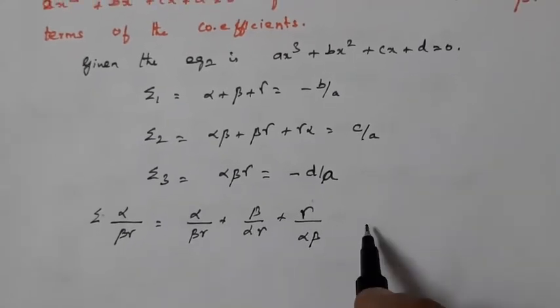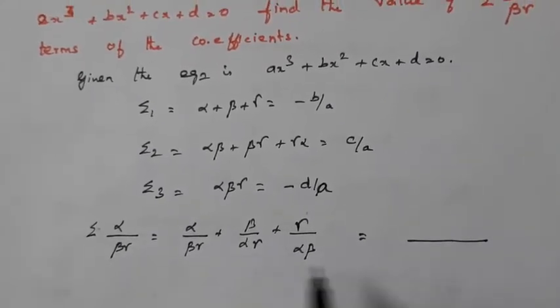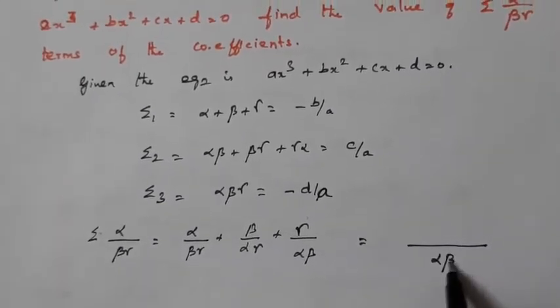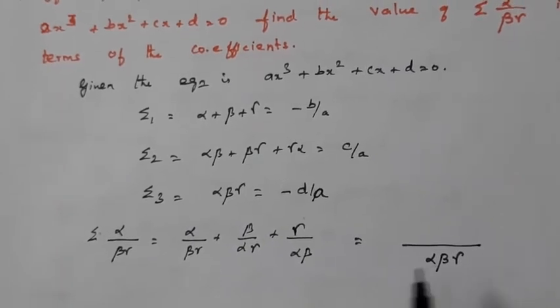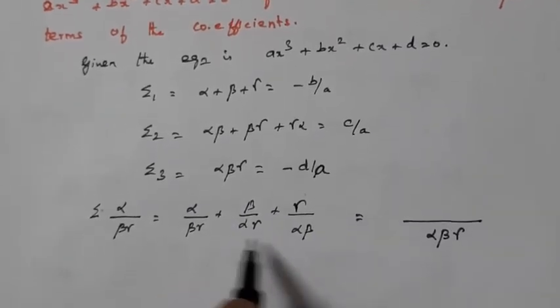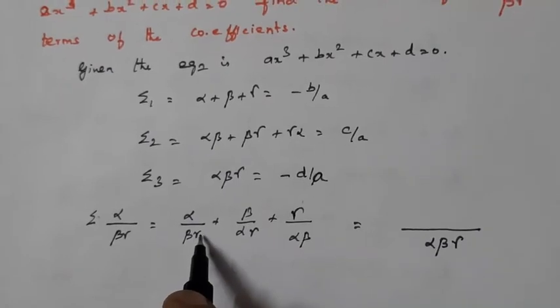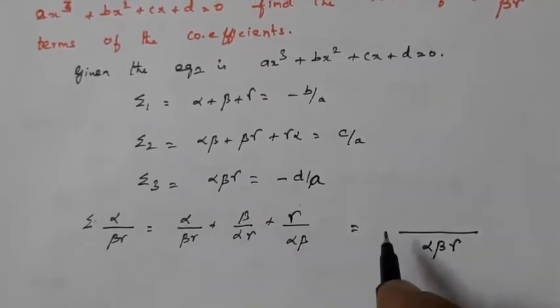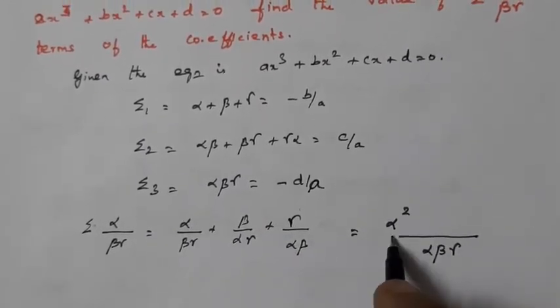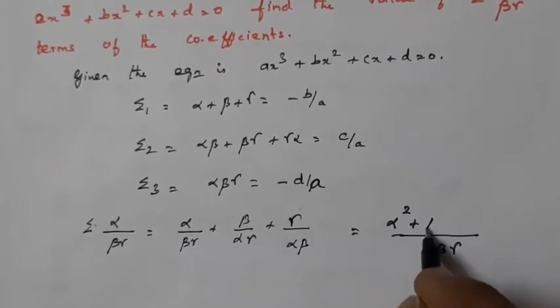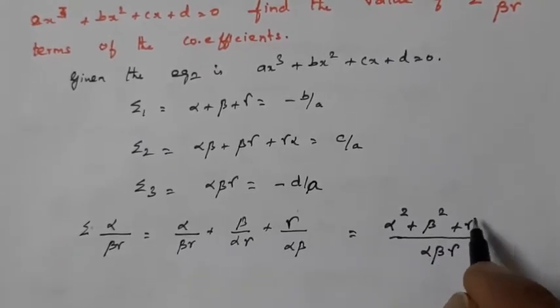As they are fractions, let us find the LCM. So what would be the LCM? LCM will be alpha beta gamma. And then, to get this denominator, here alpha is to be multiplied. So when multiplying alpha, the numerator will become alpha squared. And similarly, here you will have beta squared and here you have gamma squared.